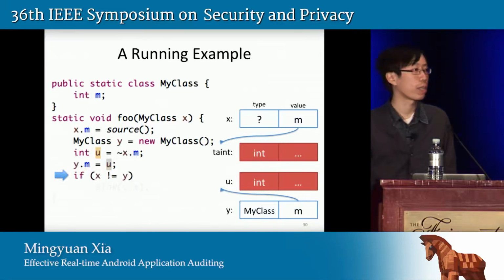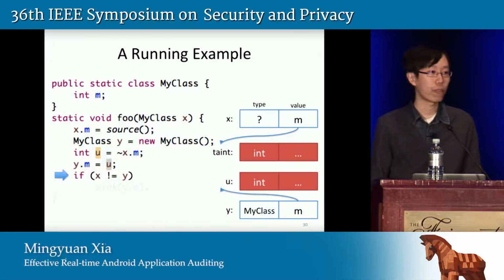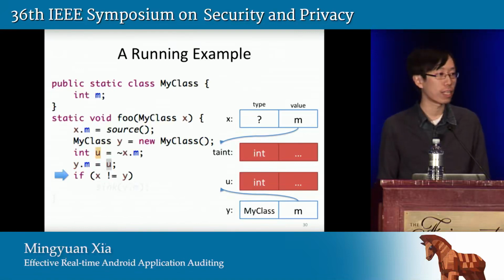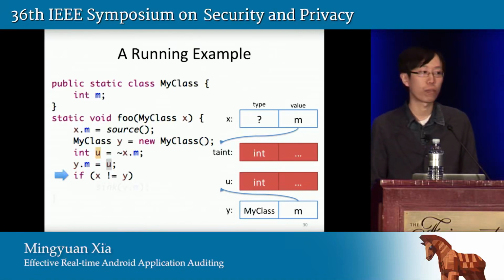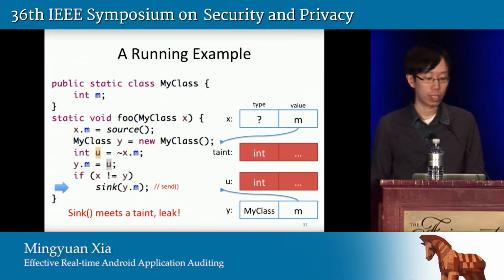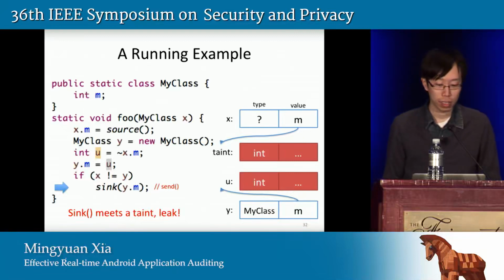Finally, we come to a condition. It tests if x is equal to y. By definition, y is a known object which is created during the execution, and x is an unknown object which exists before the execution. So we can for sure evaluate this condition to true, and it comes to the sink API, where we check and see that there is a tainted object going out of the device, and it's a leak.